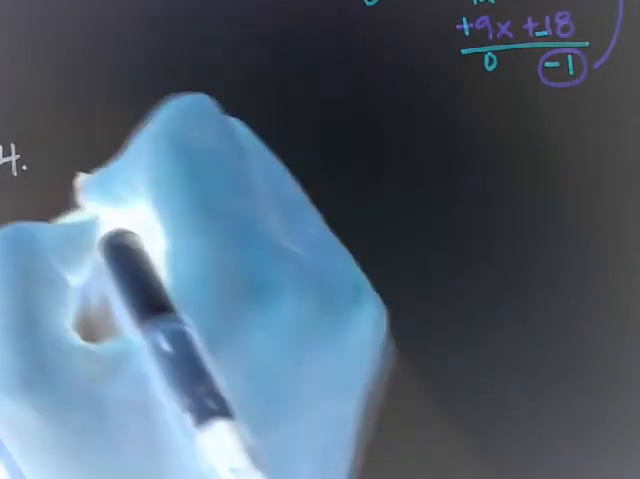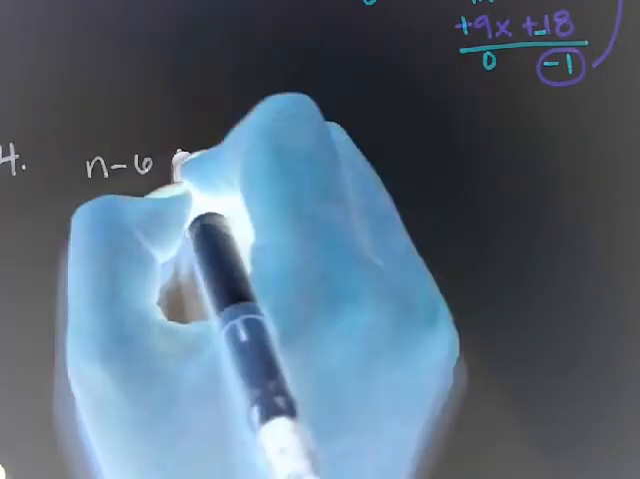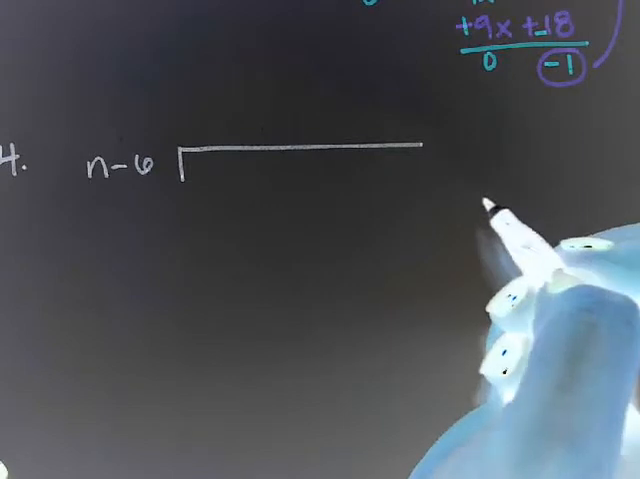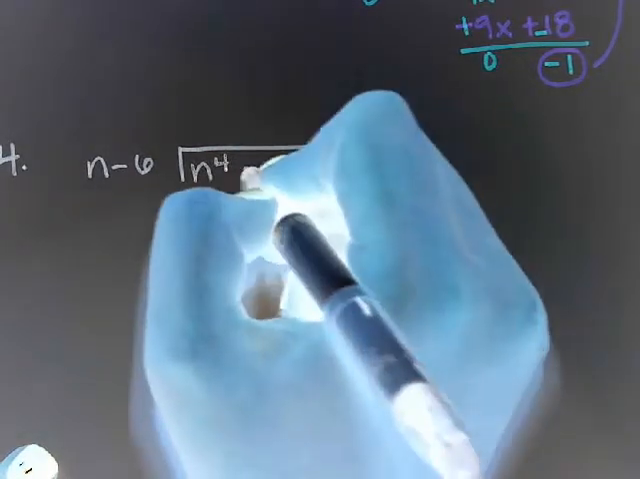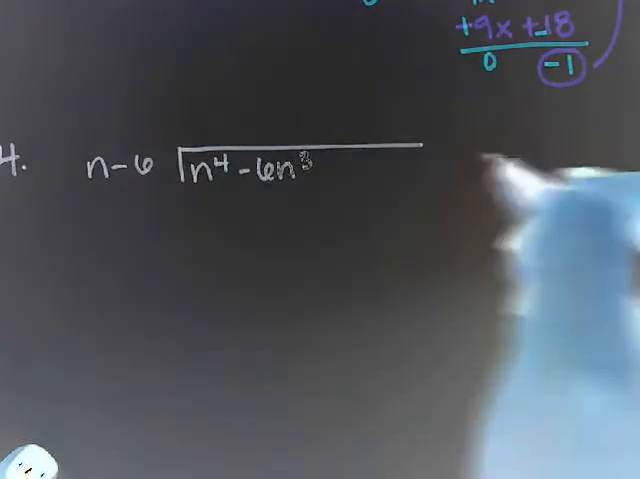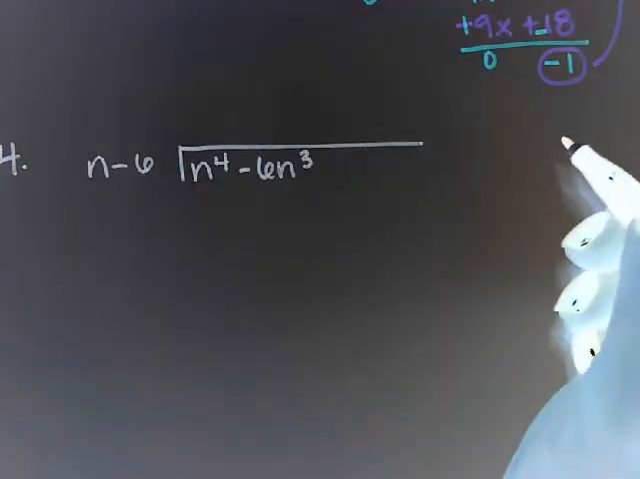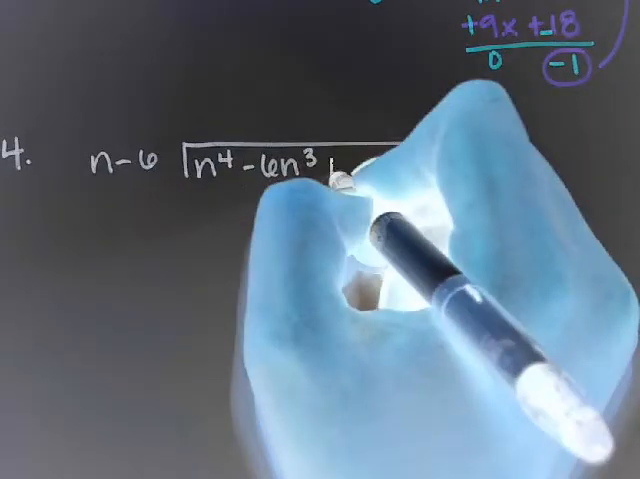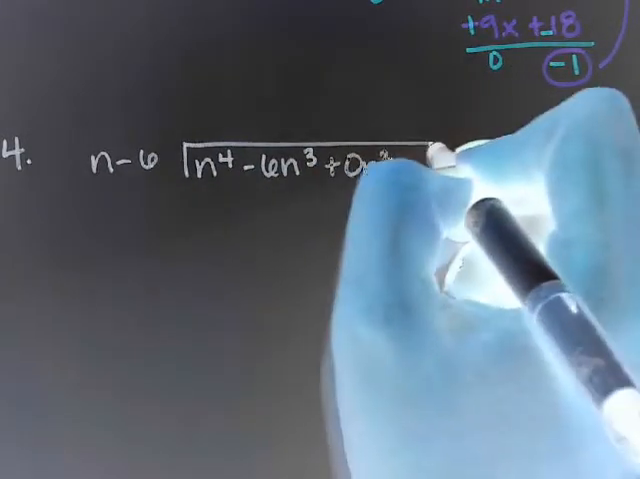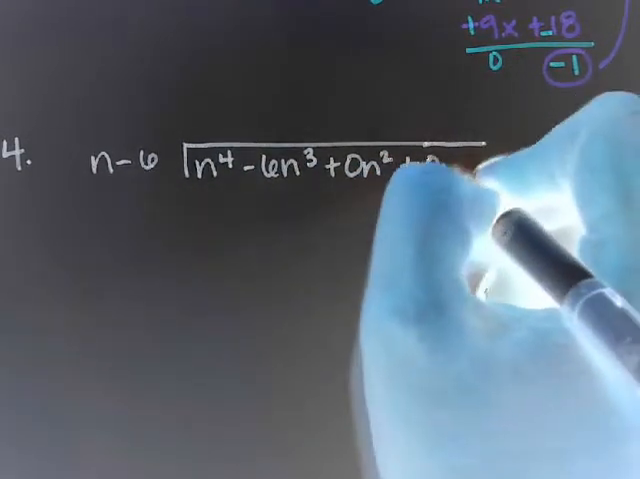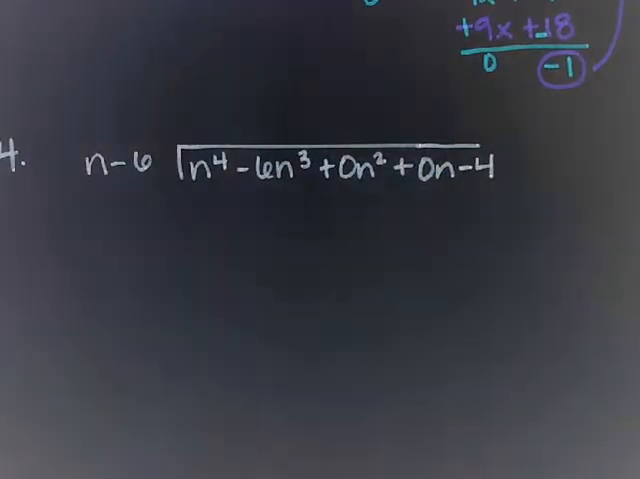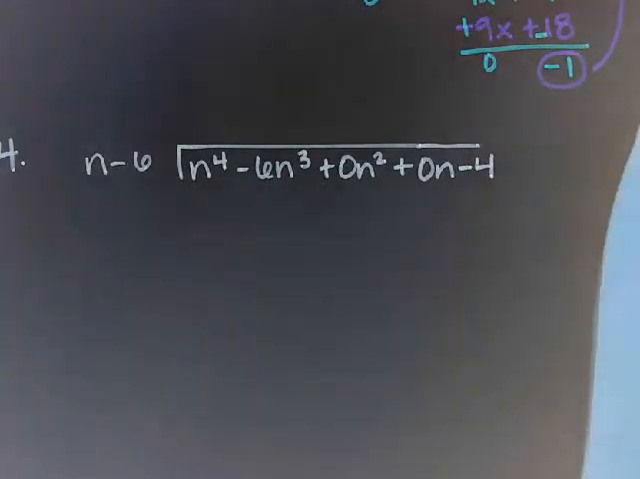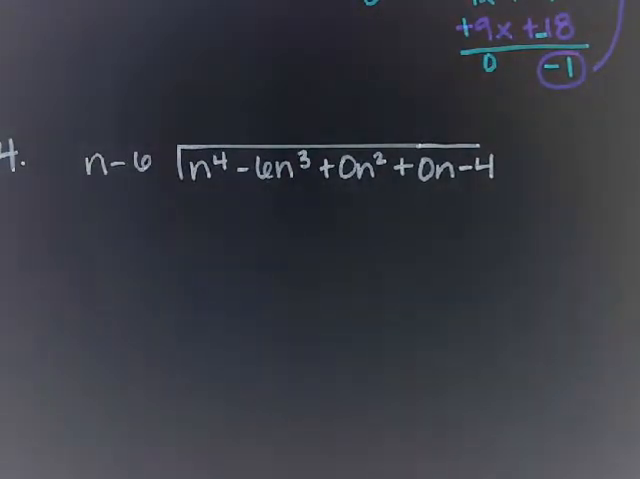So if you look at number 4, it says n minus 6, and we're dividing it and we're missing some exponents. So I have n to the 4th minus 6n to the 3rd, and I'm missing an exponent of 2. So plus 0n squared, I'm missing an exponent of 1, so 0n, and then what do I put on the end? Then the minus 4. Okay. So how do I start the problem for number 4?